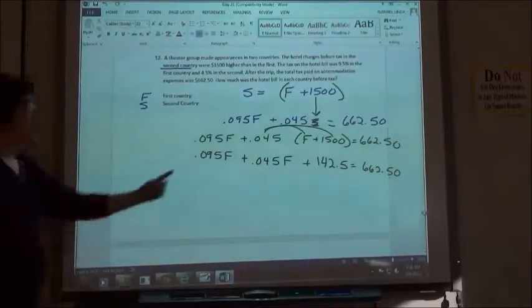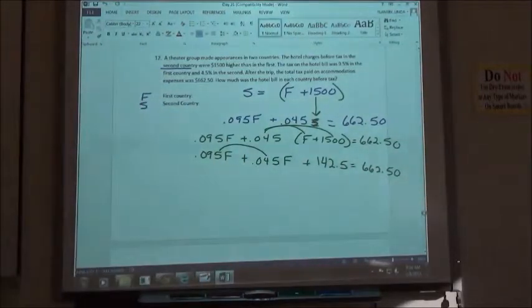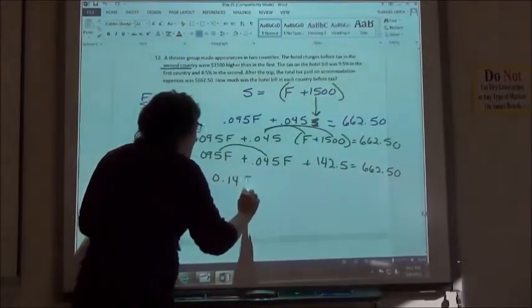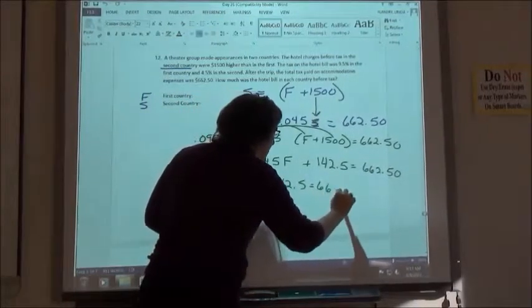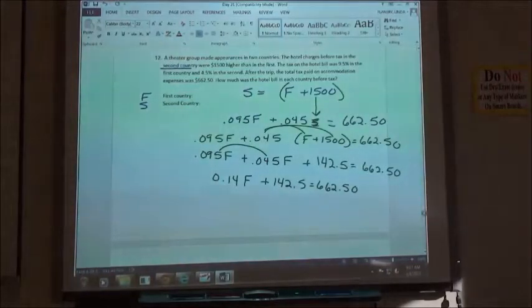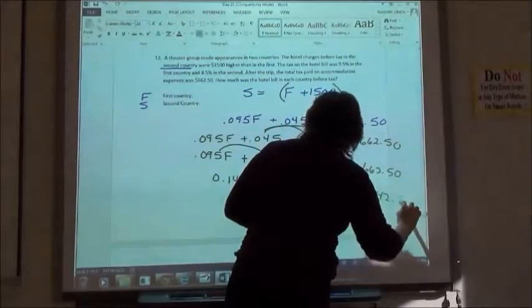So again, I'm going to go ahead and combine my like terms here. If you add the 9.5% plus the 4.5%, what would you get? 0.14F plus 142.5 equals 662.50. Solving that for F then, I've got to move my 142.5 to the other side. Since it's a plus, when I move it over, I've got to subtract it. So I'm going to subtract my 142.5.